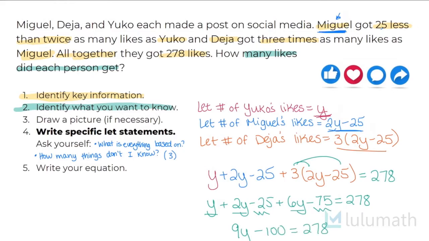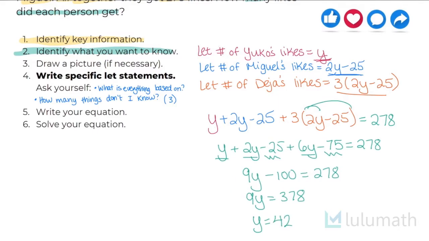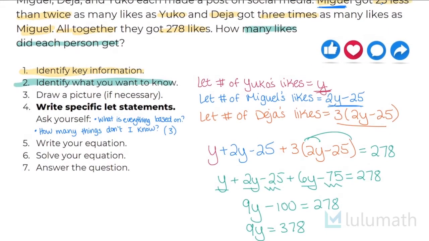I'm going to get rid of this 100 by adding 100, and when I add 100 here, it gives me 0, and when I add 100 here, I get 378. Divide both sides by 9, and I end up getting 42. And I forgot to say that the next thing we want to do is solve our equation, so we're done with that step, which is awesome. But now we need to answer the question, and the question is asking us, how many likes did each person get? When we answer a question, we need to go back into our let statements.